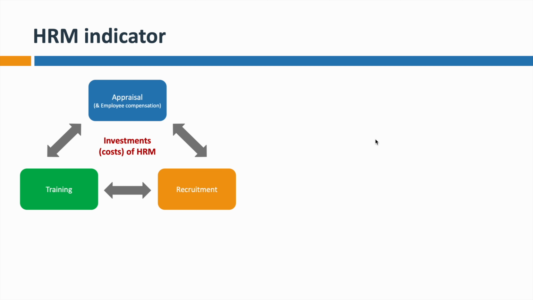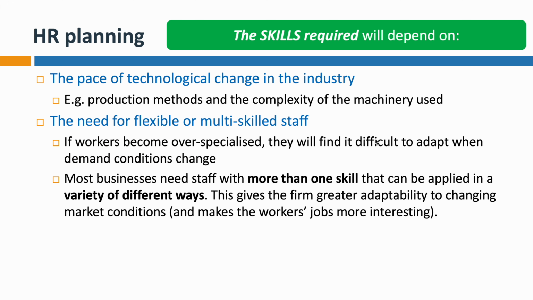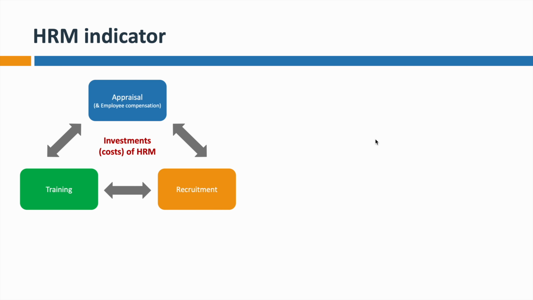So when we're talking about HRM, or human resource management, we know what the aims of human resource management are. We know, for example, how it's going to be affected by different external forces, and also by the business itself. But how do we indicate whether, as a department, HR is successful or not? For that purpose, we use some human resource management indicators that are going to tell us how well we are doing.